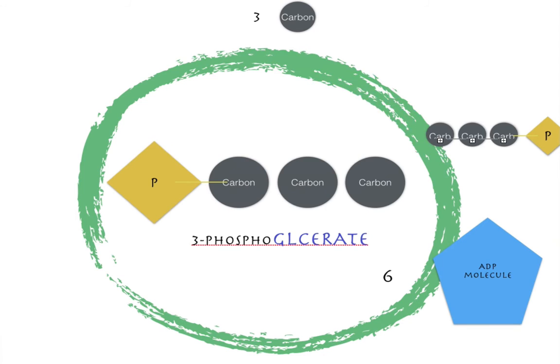Again, it's 3 because the phosphate is attached to the number 3 carbon. This should actually be flipped around to match the one on the right. Okay, and then we have our 6 ADP. Now these ADP molecules are going to go back to the light-dependent reactions, to photosystem 2 and 1 to absorb more energy from the sun. So they go back into the cycle.